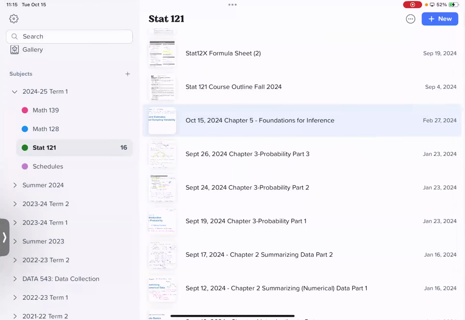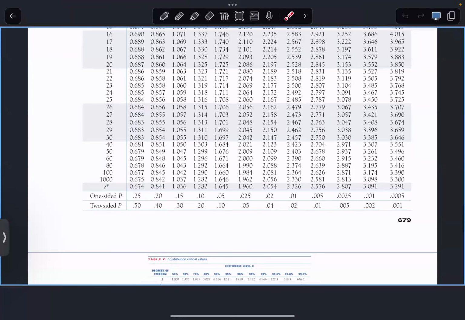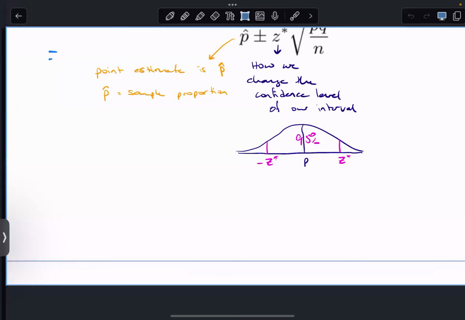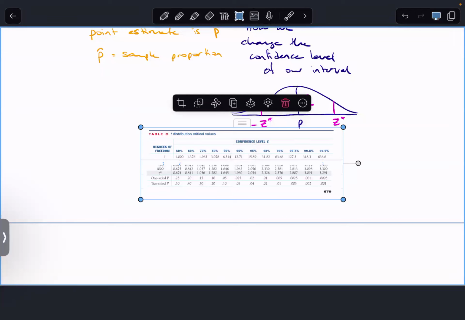In fact, in our tables, we know that the central 95% is roughly captured by plus minus two standard deviations. Now we don't have standard deviations, we have standard errors, but they behave the same way from the normal distribution. So if I go down two standard errors and up two standard errors, I've captured the central 95%.